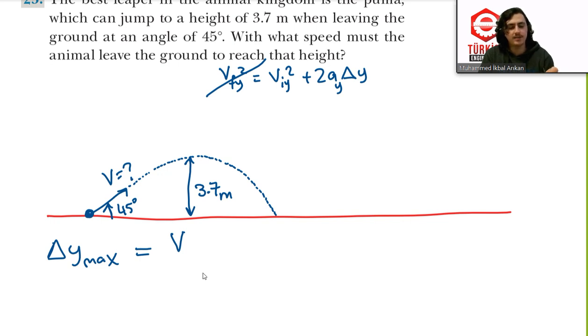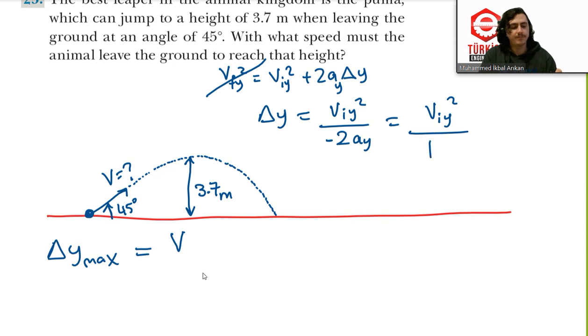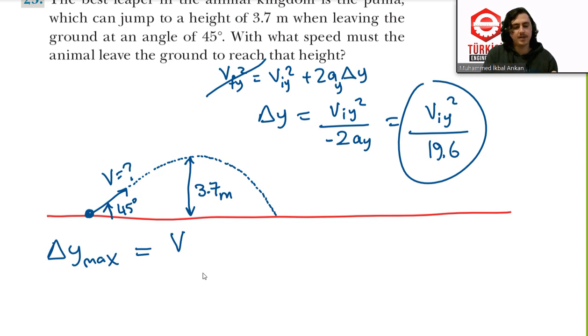Because of this, I will get the delta y. When you send this to another side, you will get that it will be equal to V initial y squared divided by minus 2 times ay. Because ay will be just negative 9.8, negative 2 multiplied by negative 9.8 will give you this one. This is our formula. So put your formula here, you will get the solution.